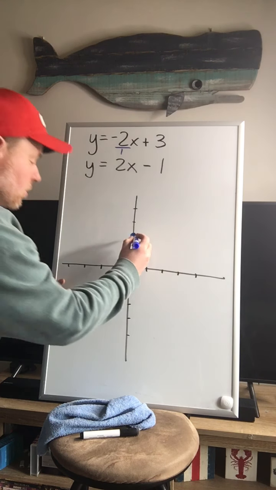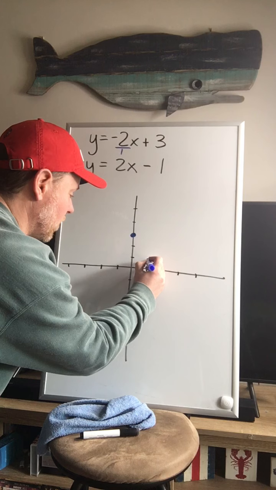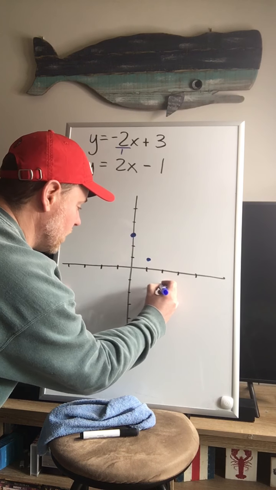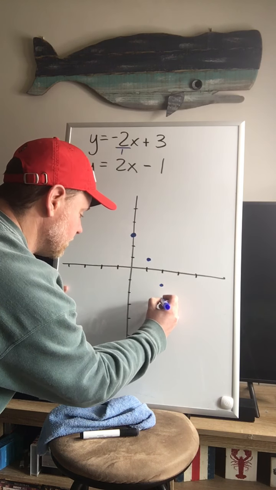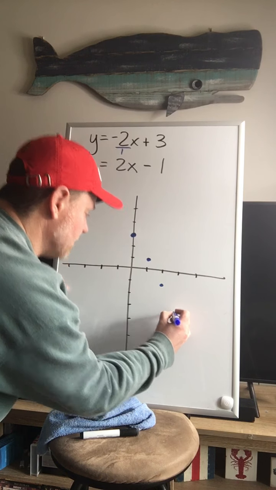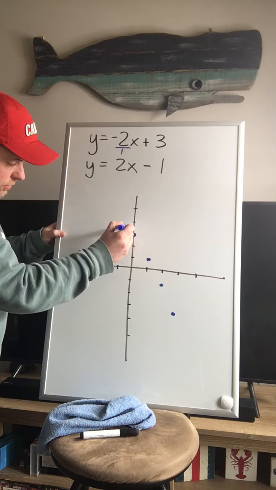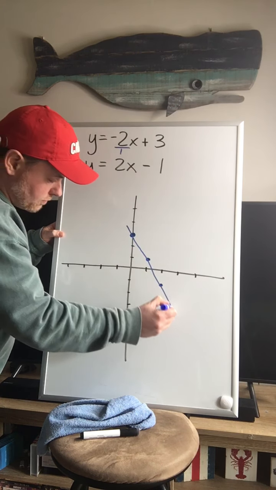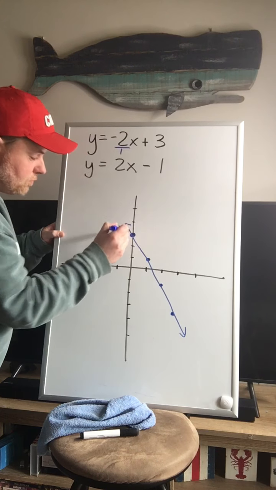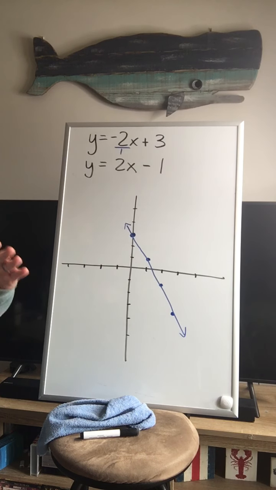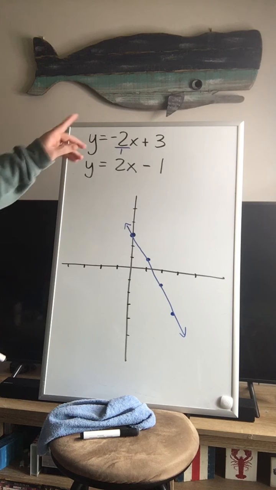So from here I'm going to go down 2 and over 1. And then down 2 and over 1. And I'm going to do that a few times. And that's going to create that line that, again, you can use a ruler, a straight edge of some kind. All right, so that's the first line.